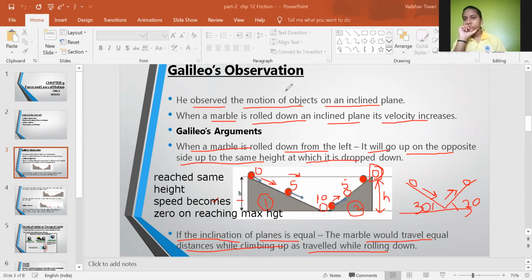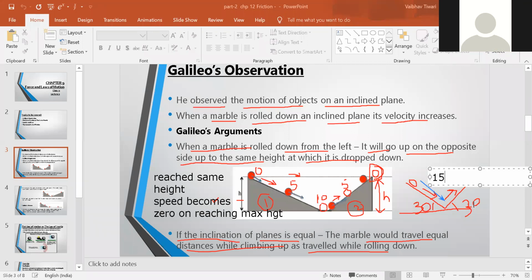It means we can say that suppose the marble has covered 15 centimeter while moving down, then in moving up on the second plane, it is also going to cover 15 centimeter. Okay, meaning if the inclination is the same, the distance covered on both sides would be equal, right? So understood this one?